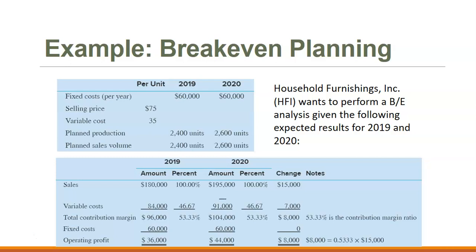So we look at what are our total variable costs, what is our total contribution margin. Our contribution margin ratio is 53.33%. So our fixed cost, 60,000. We have an operating profit where we see that it's 8,000. So 8,000 equals 0.533 times $15,000. So our change in sales, $15,000.